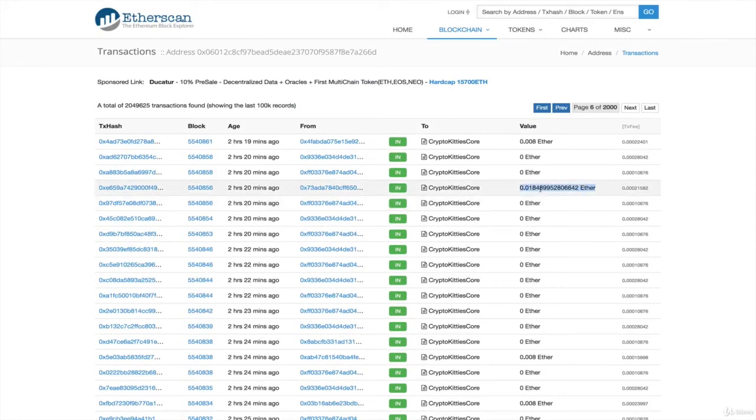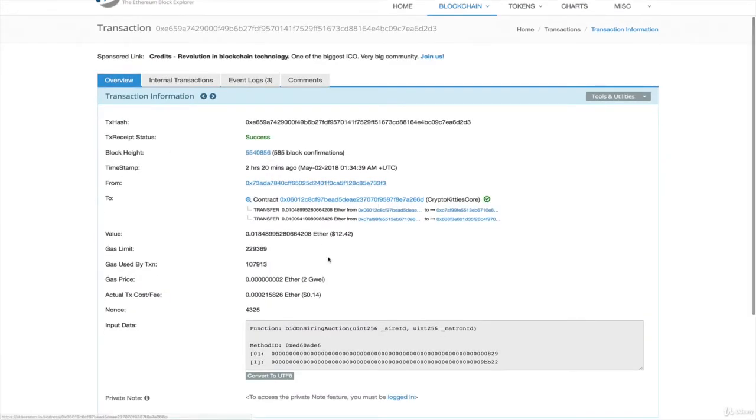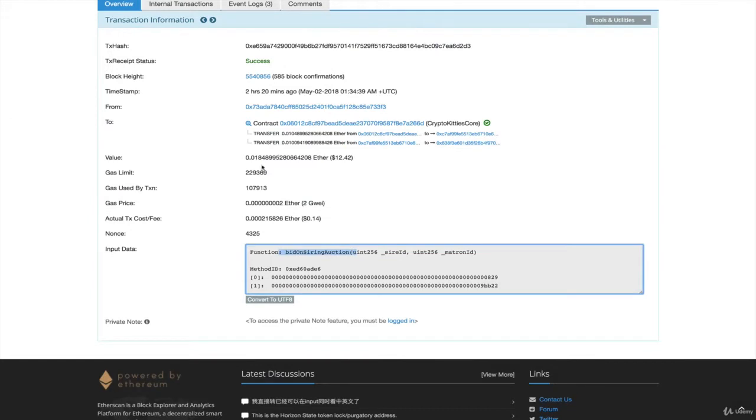So here's one. It's still a very small amount, but it's slightly larger. 0.018 Ether was sent. And if we take a look, what was sent, aside from the money, the $12, was bidOnSiringAuction. So whatever the game or the app is, someone is bidding on the rights to mate that cat with their cat. Yeah. So there's money involved, which is why there was Ether contained in the transaction, as well as the input, or the data, the message to actually bid that amount.